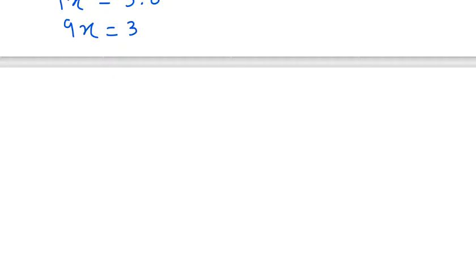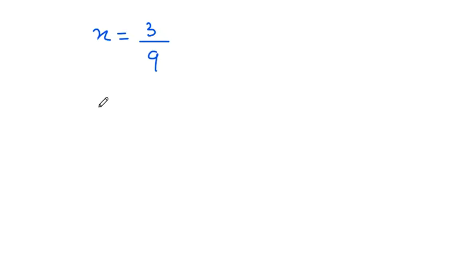Now we have to find the value of x. So here x will be 3 upon 9, which is equal to 1 upon 3. We reduce it to the lowest form. So 3 ones are 3, 3 threes are 9. Now we have converted 0.3 recurring to a fraction, which is 1 upon 3. Now let's take another example.